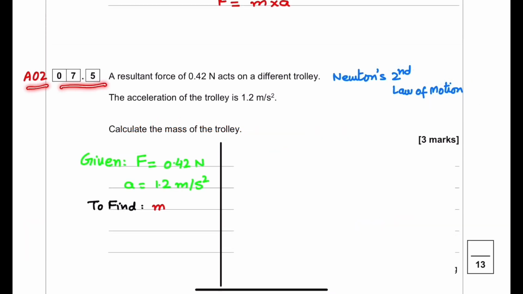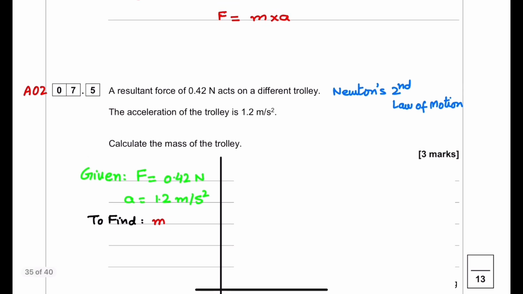7.5 is an AO2 question, and this question is from the topic of Newton's second law. The force is given as 0.42 Newton and the acceleration is 1.2 meter per second square. The student needs to calculate the mass. We will use the equation force is equal to mass into acceleration. The force is already given. Acceleration is 1.2 meter per second square, and we need to find the mass of the trolley.